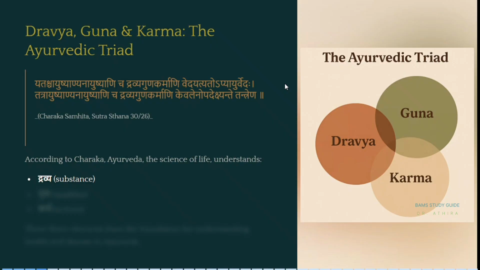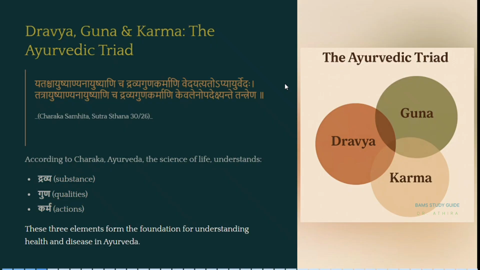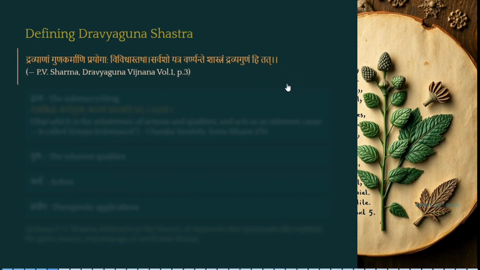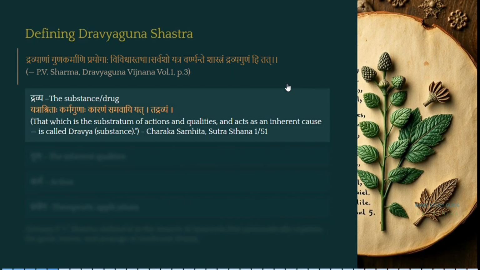Let us define Dravyaguna Shastra. Dravyanam gunakarmani prayogaha vividhastata sarvasho yatra varnyante shastram dravyagunam hi tat. Dravyaguna Shastra is the science where the properties, action and uses of substances are described in detail. Dravya refers to the substance or drug, or that which serves as the base for qualities and actions and acts as an inherent cause, and it is called as Dravya.